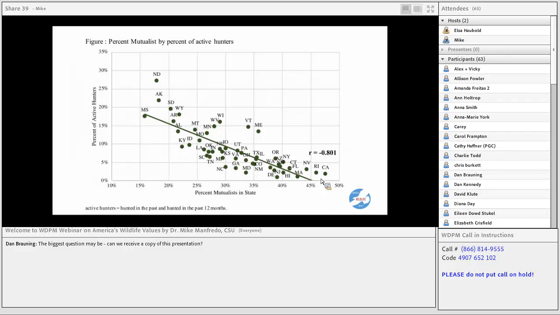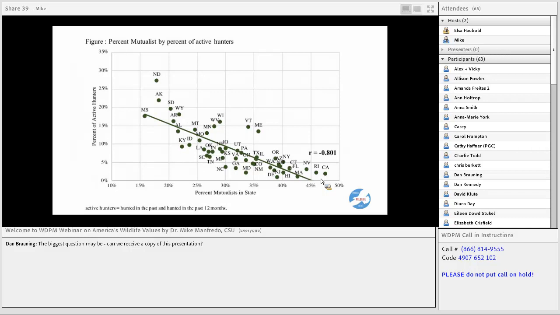Now, related, of course, to the funding situation is the hunting situation and the decline in hunting participation. So what we looked at was to see what would be the cultural effect of a state becoming more mutualist, because mutualist, remember, is just an indicator of a changing culture in a state. So we looked at the percent mutualists in the state by the percent of active hunters.